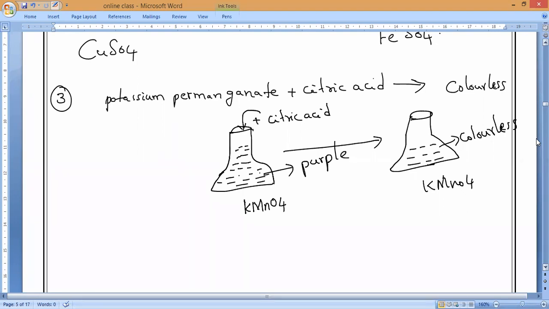Sir, how is it colorless? It will turn colorless because of reacting with the citric acid. Understand that? Okay, sir. If we add citric acid, it will turn colorless. That is what it is. Understand? Yes, sir.